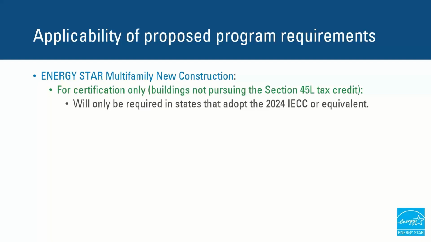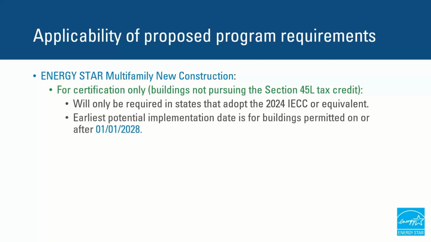Okay, now let's touch on the multifamily new construction program. Largely, the guidance is identical. For buildings that are pursuing certification only, so not pursuing the tax credit, National version 1.3 will only be required in states that adopt the 2024 IECC or equivalent. The one difference from the single-family new homes program is that the earliest potential implementation date of this new version is for buildings permitted on or after January 1st, 2028, which is 1 year later than for single-family new homes.